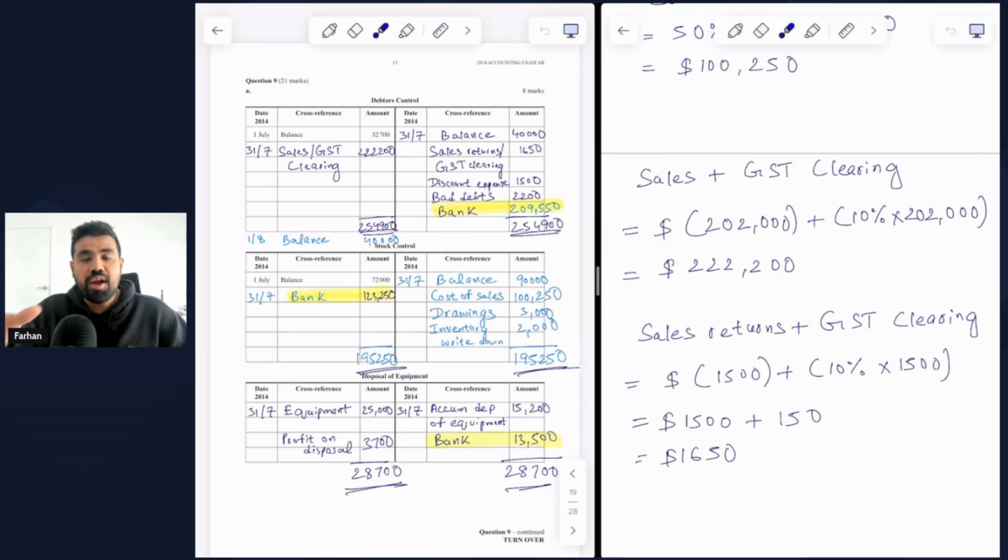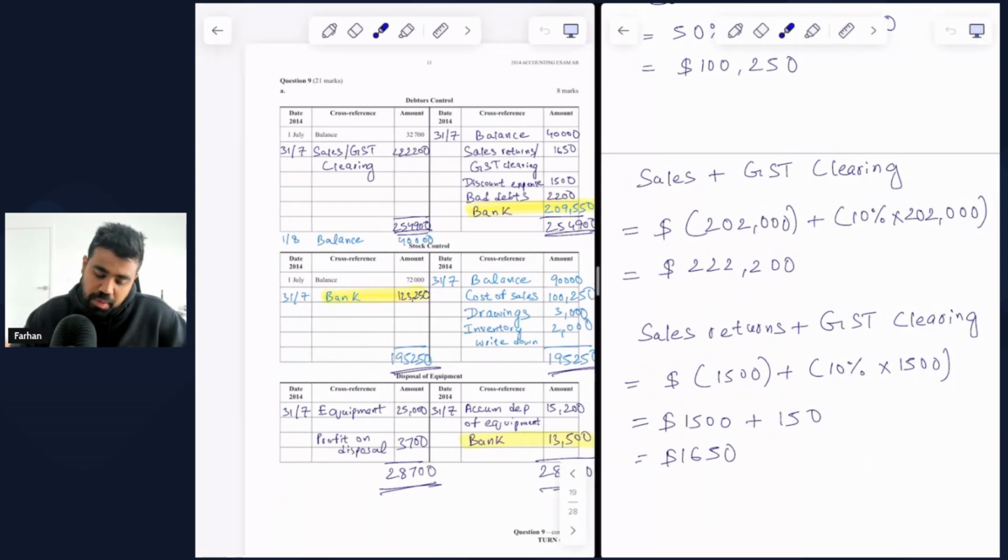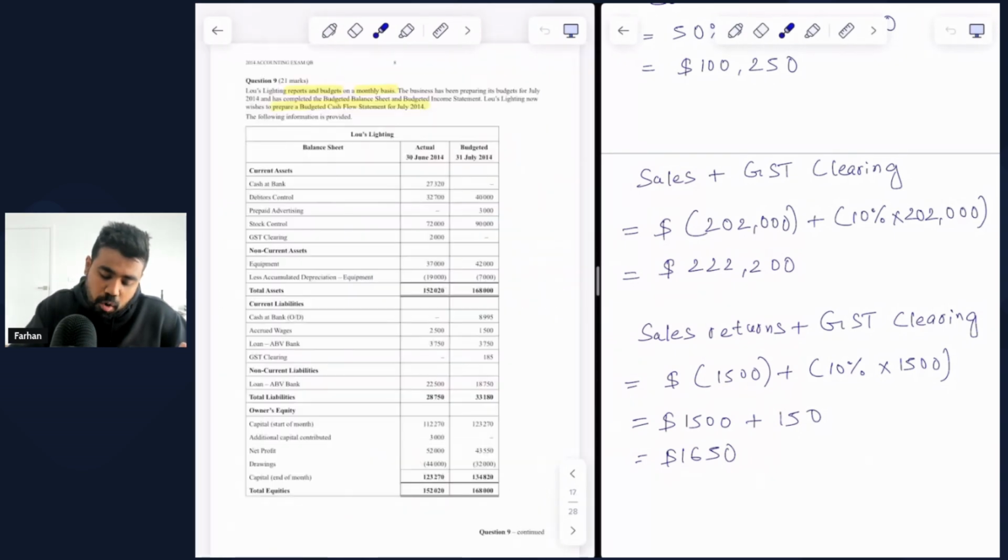So where can we find the opening balance and the closing balance for this group of credit customers who are known as the accounts receivable of the business? If you guessed the balance sheet correctly, you're right. So let's check the balance sheet, and you will see that we're given the amount for accounts receivable, which are also known as debtors control, under the current assets. And you can see we are given the actual results at end of 30 June 2014 and the forecasts at end of 31 July 2014.